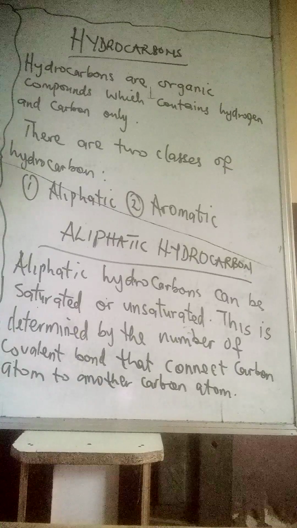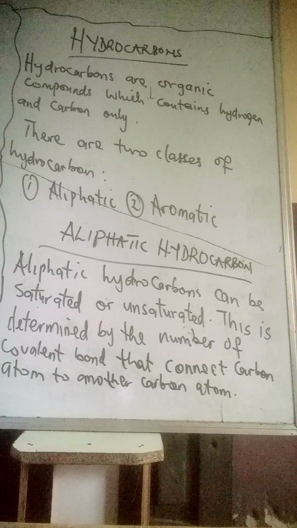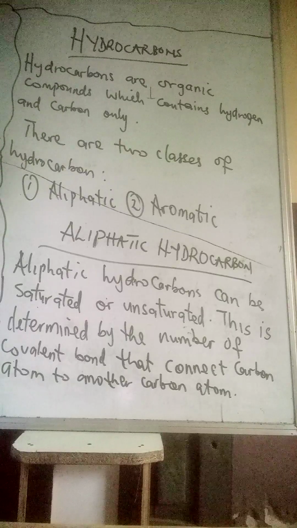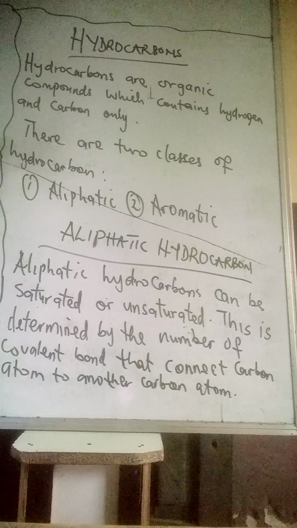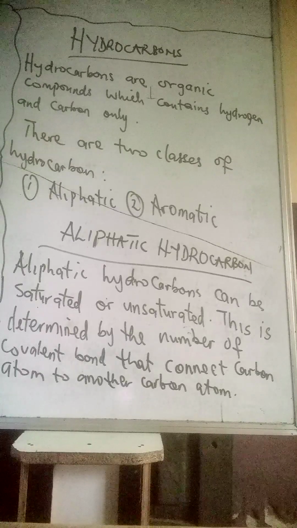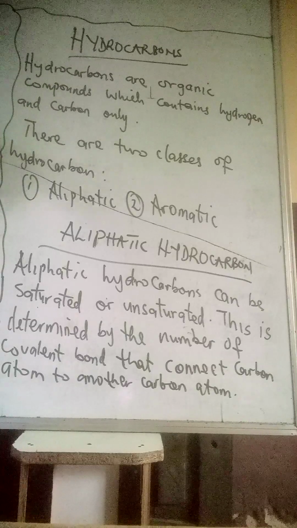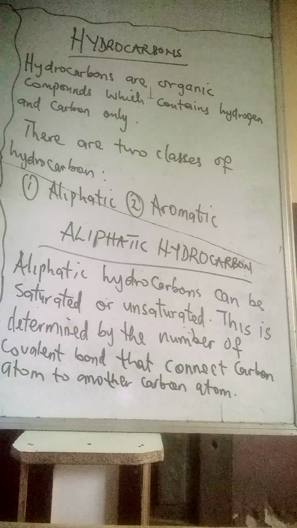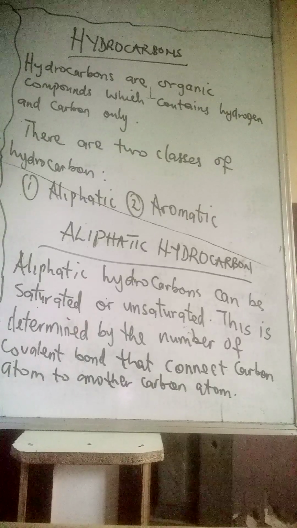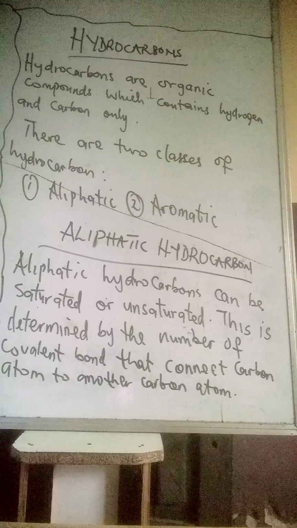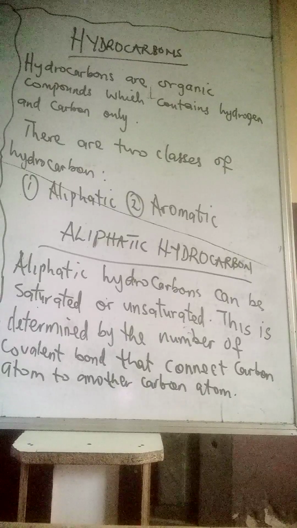Now, how do we know whether it is a saturated aliphatic hydrocarbon or an unsaturated aliphatic hydrocarbon? This is determined by the number of covalent bonds that are bonding carbon to another carbon. Please get that right. The bond that connects a carbon atom to another carbon atom can be 1, can be 2, can be 3. So it is this number of bonds between the carbon atoms that will determine whether it is saturated or unsaturated, as we are going to see in the next note.